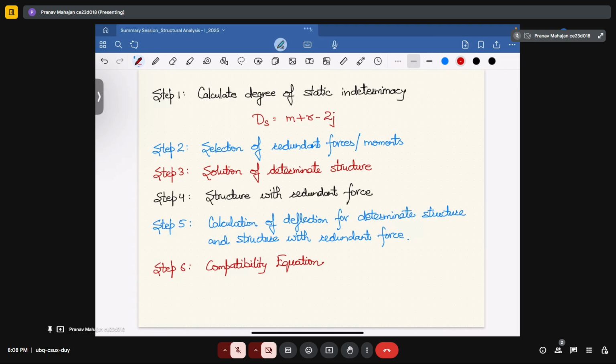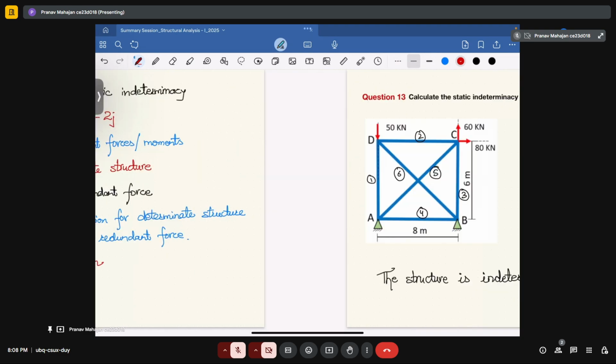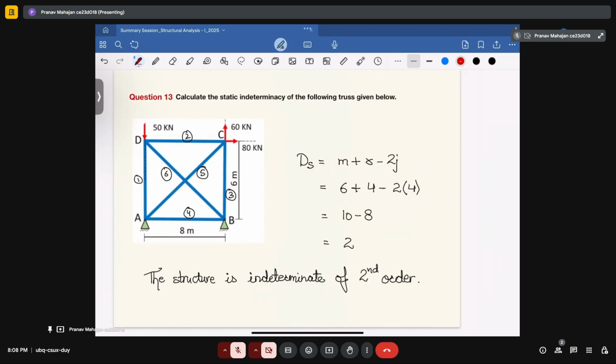After determining that solution, you will now remove all the external forces and apply the redundant forces. Due to these redundant forces, you determine the values in the force members. Then you will calculate the deflection for the determinate structure and the structure with the redundant force. Then we will use the compatibility equation, and that will help you in solving the unknown values.